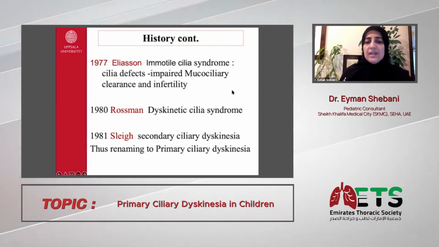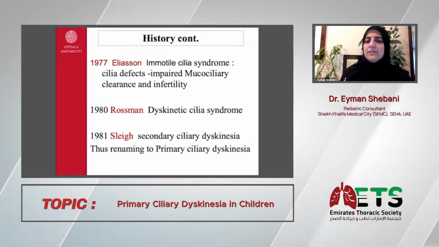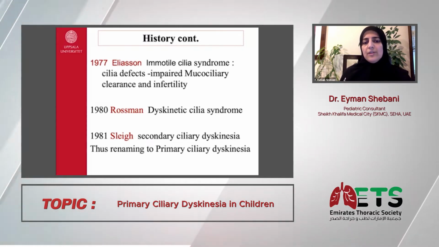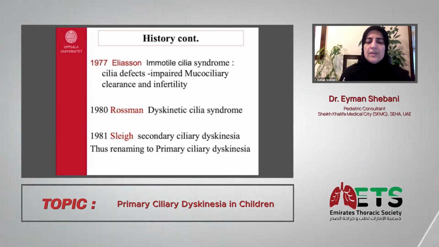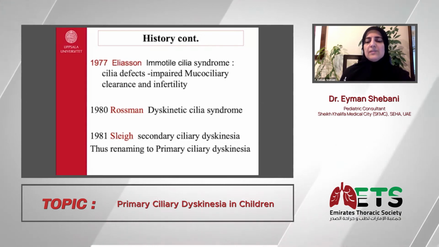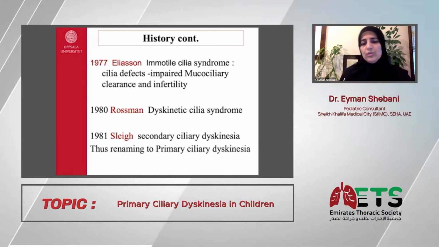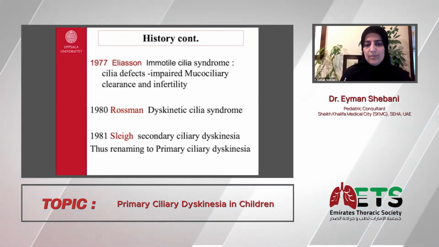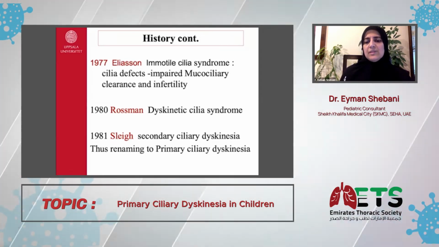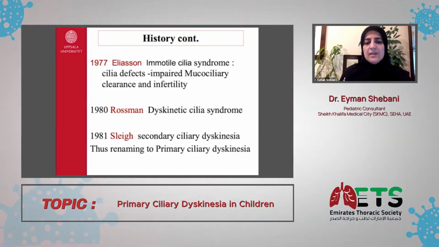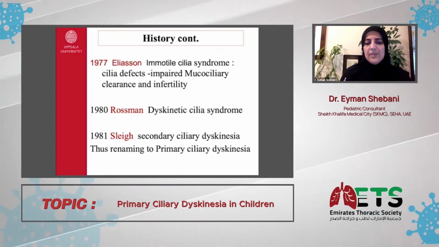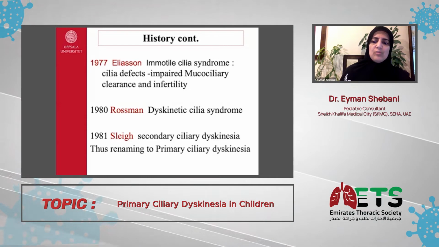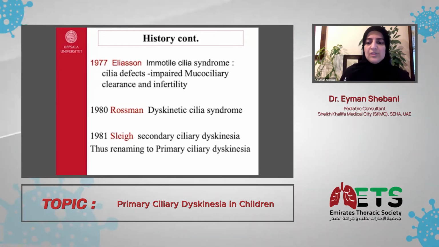In 1977, Eliasson called it immotile cilia syndrome and described that it was due to cilia defects, which led to impaired mucociliary clearance, and some patients also had infertility. In 1980, Rossman named it dyskinetic cilia syndrome, because there was sometimes movement, but it could be abnormal movement. And in 1981, the new terminology came up, secondary ciliary dyskinesia, thus renaming the previous syndromes to primary ciliary dyskinesia.